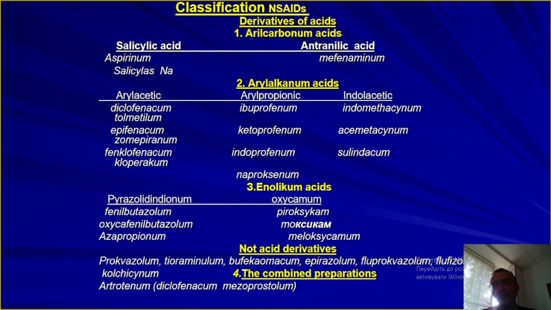So maybe it is better to prescribe a non-selective cyclooxygenase drug in combination with a proton pump blocker, omeprazole for example, to avoid these gastrointestinal complications, than to prescribe only a cyclooxygenase selective remedy. So don't forget about these possible complications, and don't try to prescribe a combination of non-steroids in one patient.